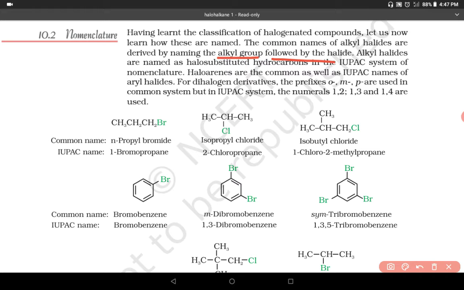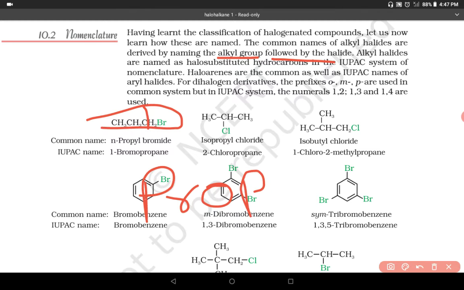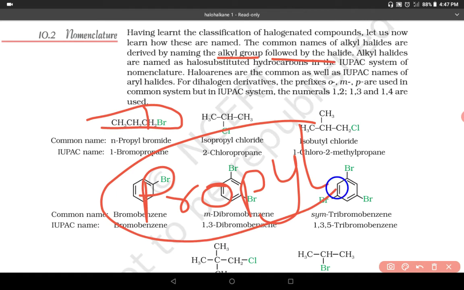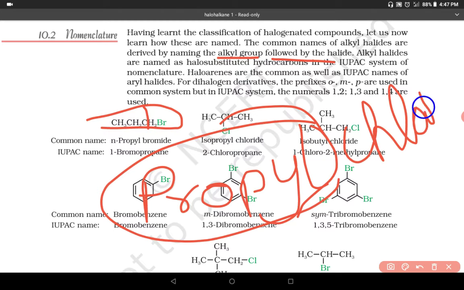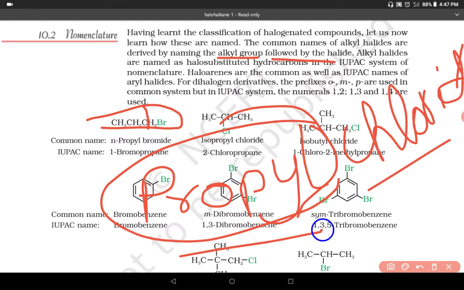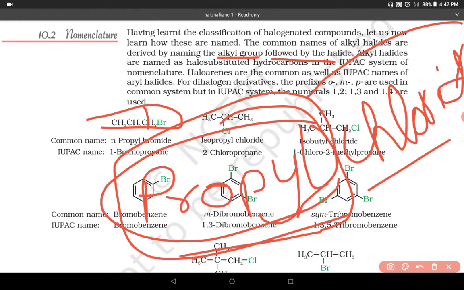For example, how many carbons? Three carbons, with single bonds, so we call it propyl. If we remove one carbon, we call it methyl. Like that, we call it propyl, followed by halide. Propyl chloride, propyl fluoride. This is an alkyl halide. This is one of the common naming methods: naming an alkyl group followed by halide.